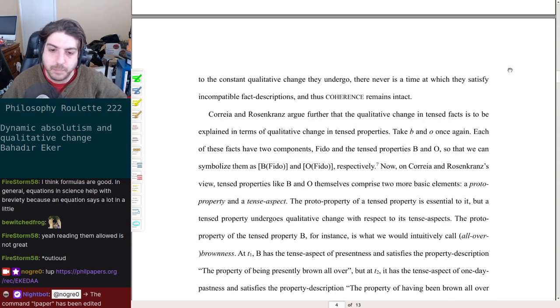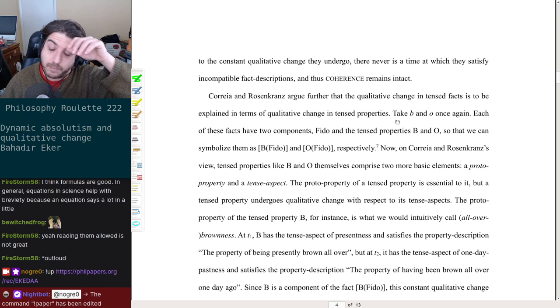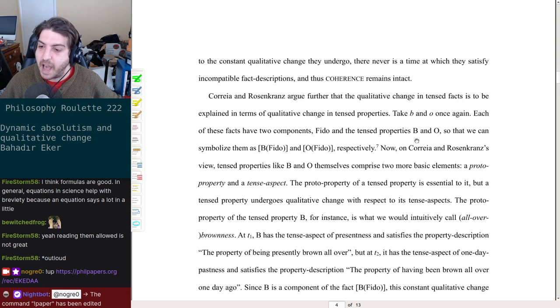It seems reasonable. Okay. Correa and Rosenkranz argue further that the qualitative change in tensed facts is to be explained in terms of qualitative change in tensed properties. Take B and O once again. Each of these facts has two components: Fido and the tensed properties. B and O, because it's the capital here, so that we can symbolize them as brown Fido and orange Fido, respectively.